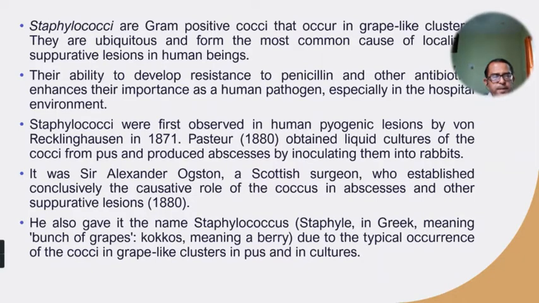Due to the typical occurrence of these cocci in grape-like clusters, this cluster-like bacteria is observed in the pus of wounds or post-operative lesions. When we observe this bacteria under the microscope, the same type of morphology is shown by this group of bacteria: the appearance of grape-like clusters.